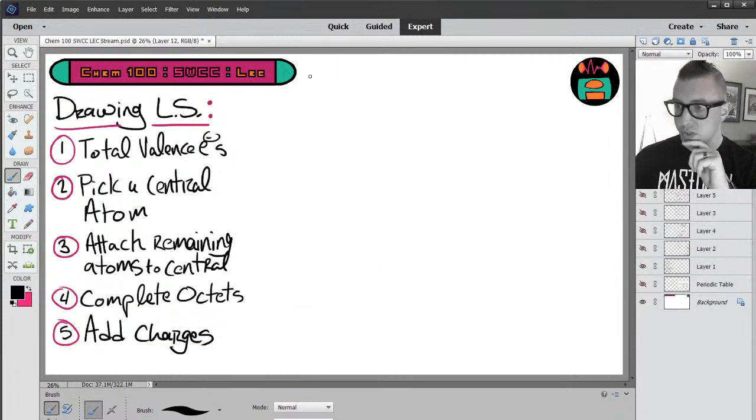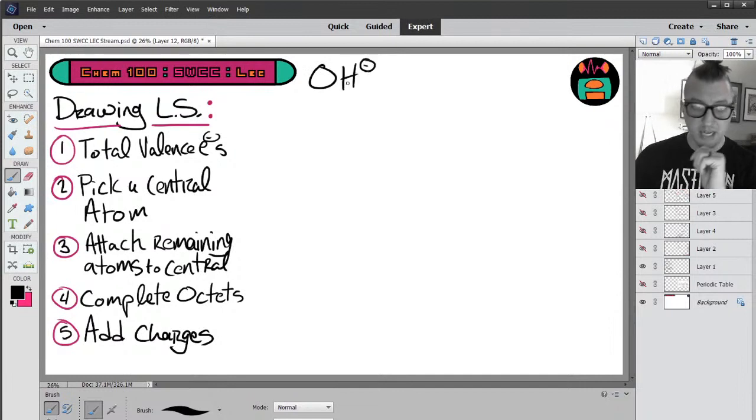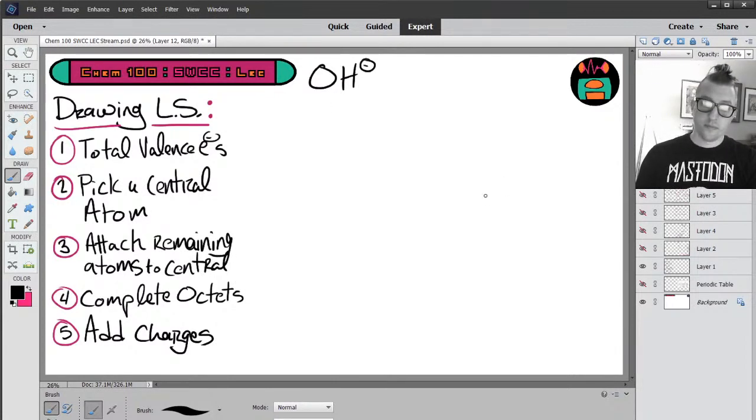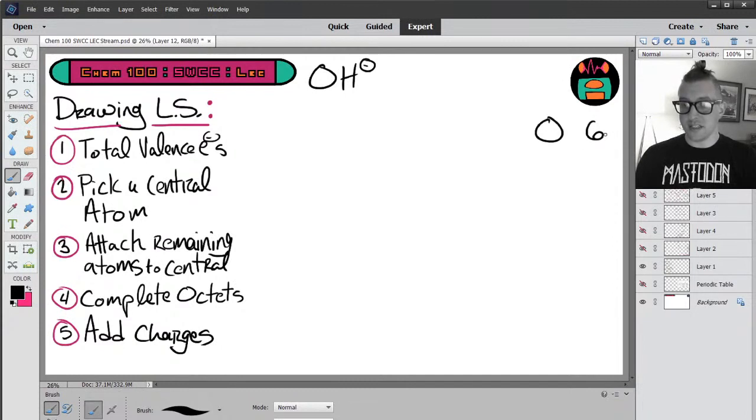So let's draw the Lewis structure for hydroxide. All right. Now, we have to total our electrons. Oxygen has 6 valence electrons. Hydrogen has 1 valence electron.